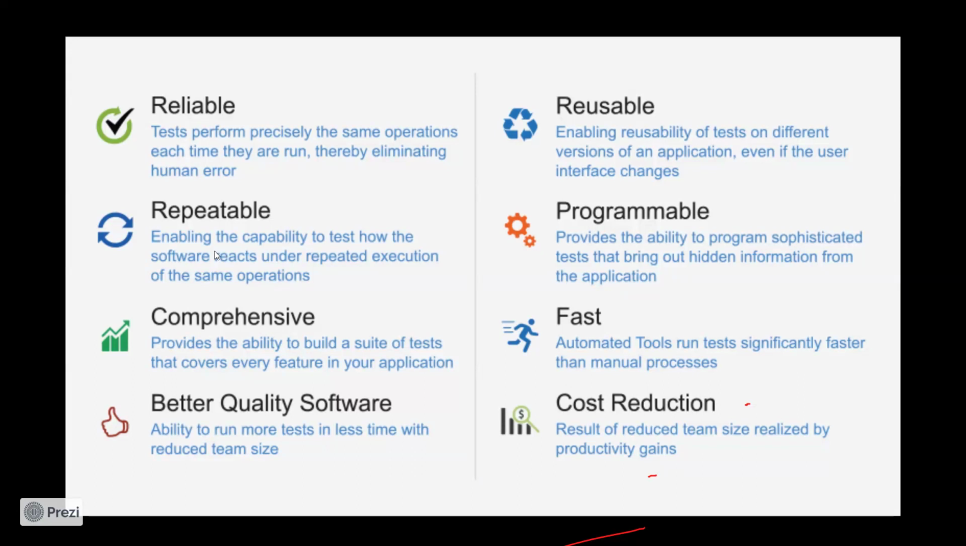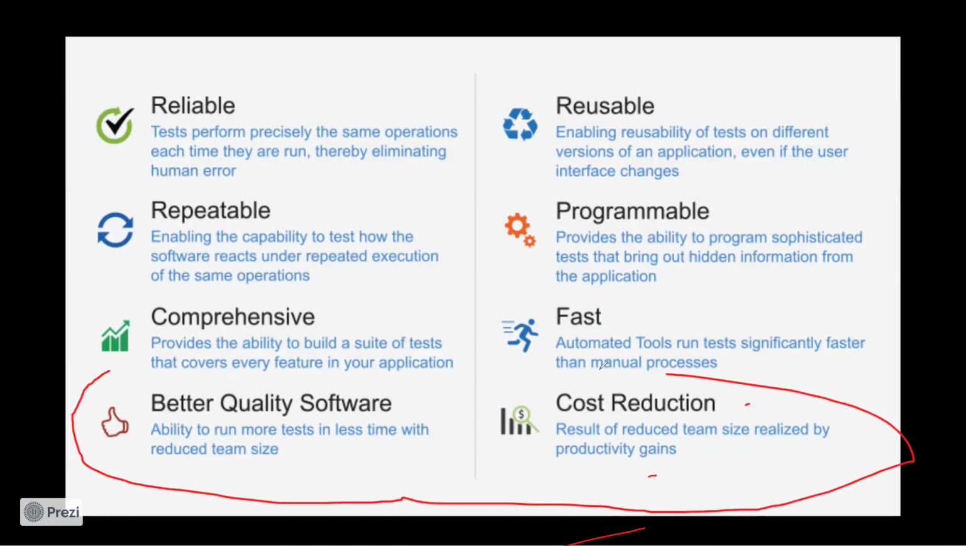Great. So these are the two terminologies that we need to understand: better quality software and cost reduction. These two words are eye-catching for any project manager. That is why automation testing is gaining a lot of popularity. What are these two words? Better quality software, cost reduction. That means you can run more test cases in less time with reduced team size.